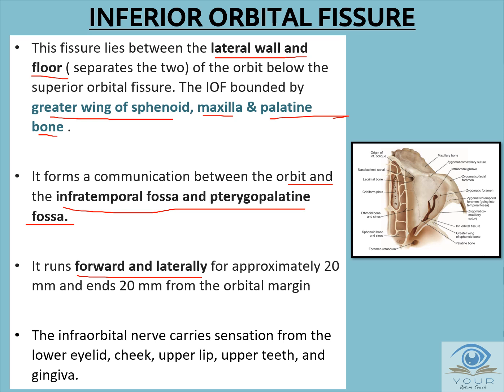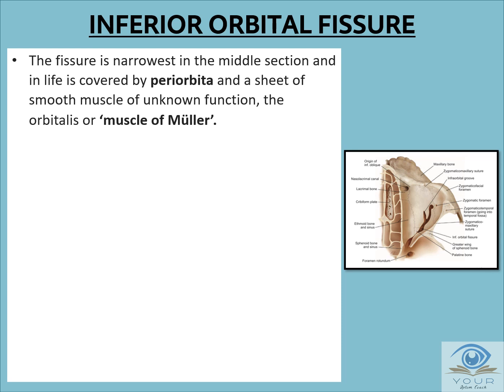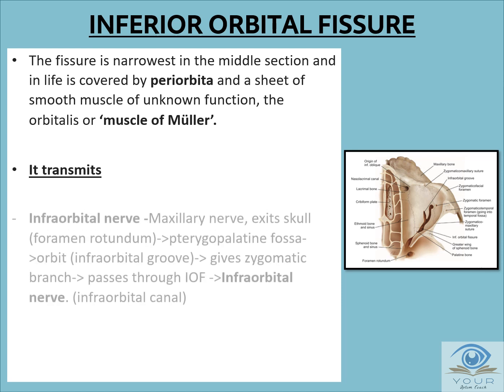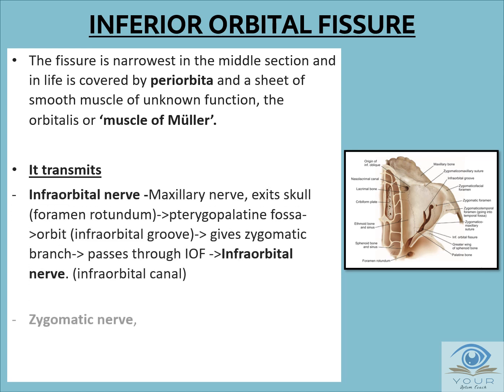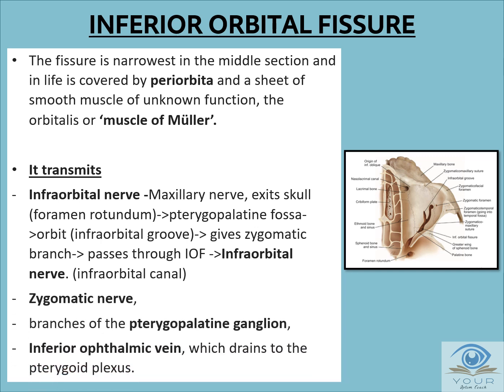Infraorbital nerve carries sensation from the lower eyelid, cheek, upper lip, upper teeth and gingiva. The inferior orbital fissure is narrowest in the middle section and in life is covered by periorbita and a sheet of smooth muscle of unknown function, that is the muscle of Mueller. It transmits the infraorbital nerve, zygomatic nerve, branch of pterygopalatine ganglion and inferior ophthalmic vein which drains into the pterygoid plexus.